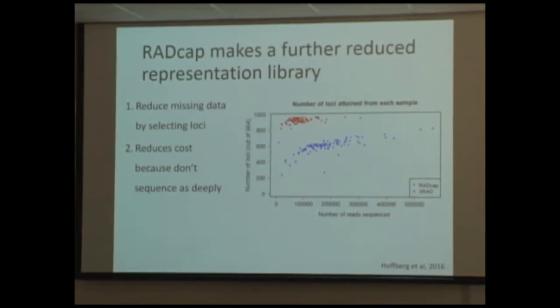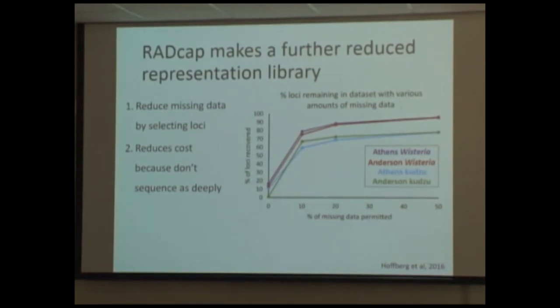The same plate with RADcap. I've gone up on the y-axis, so I've collected more loci, and I'm going left on the x-axis, so I'm doing it with fewer reads. What this means is I'm reducing missing data, and I don't have to spend as much money on sequencing costs because I'm sequencing fewer reads. And this makes a huge difference when you have thousands of samples.